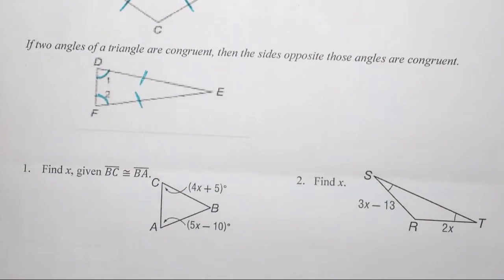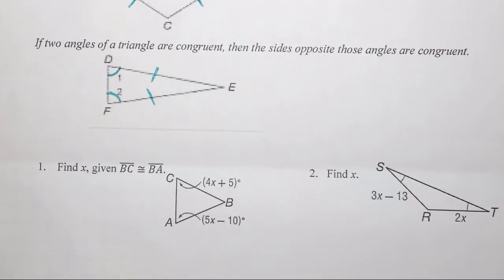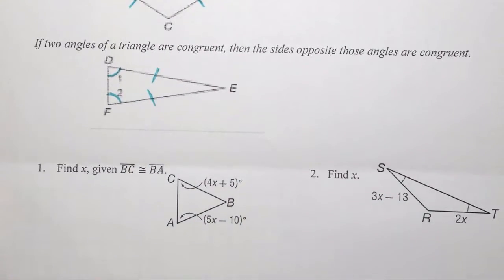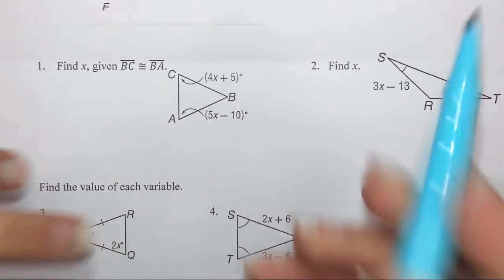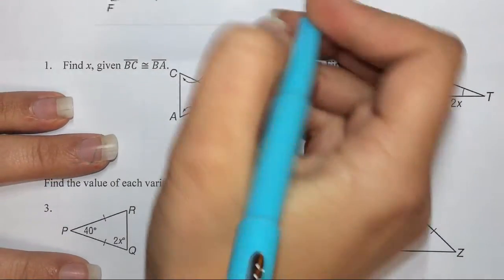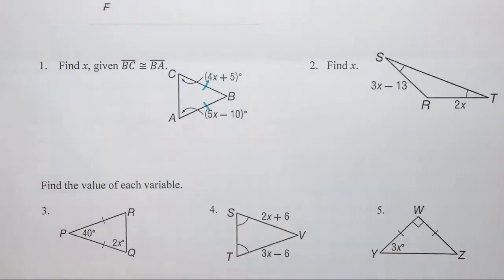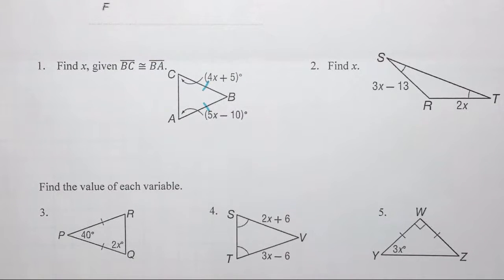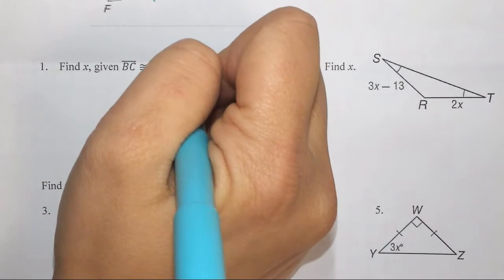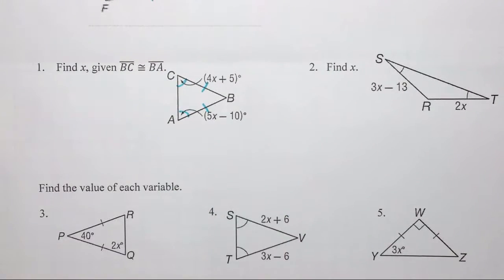I do love you. Alright, so now what we're going to do is we're going to apply that to some problems. Now, it says that BC is congruent to BA. So let's put tickies on those. What does that mean about angle A and angle C? They're congruent. So put little moons on those.